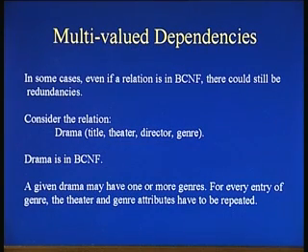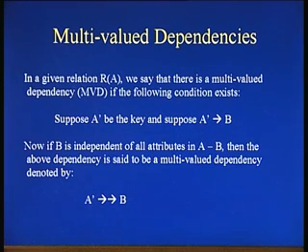Now because it is classified under two or more categories, there exists what is called a one-to-many relationship between title and genre. So every time we identify the set of all comedy dramas, the theatre and director has to be repeated. Similarly, every time we identify social commentaries, the theatre and director has to be repeated because it is the same drama. So this is what is called a multi-valued dependency.